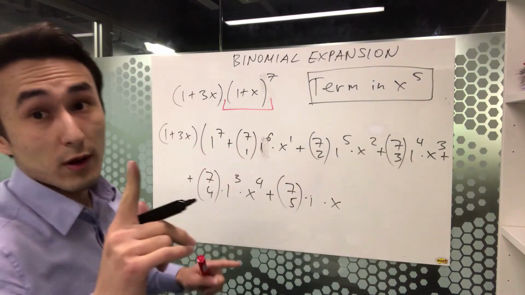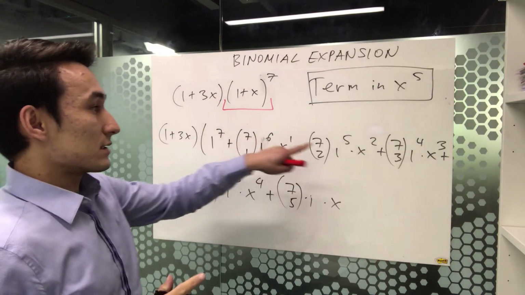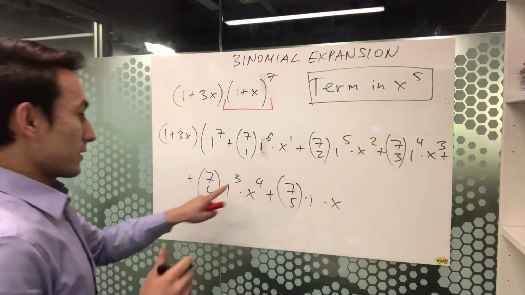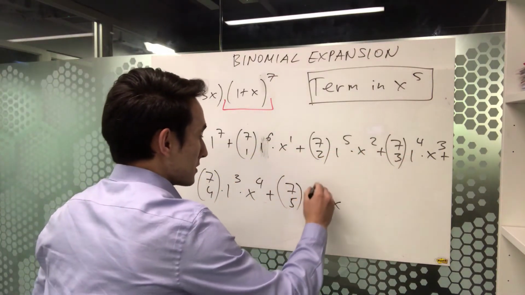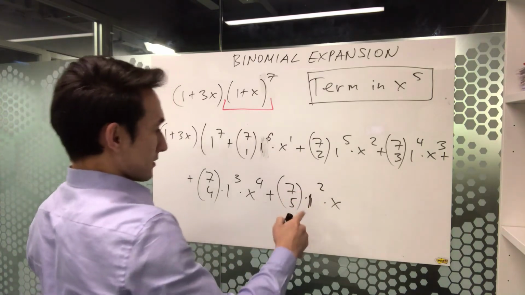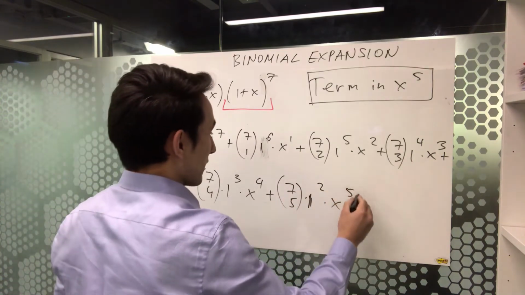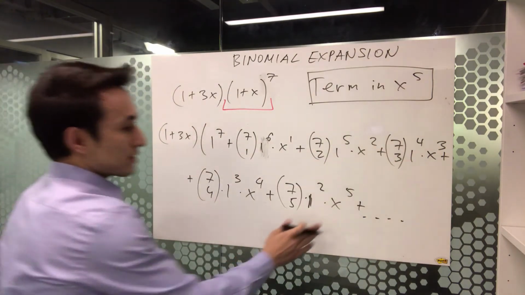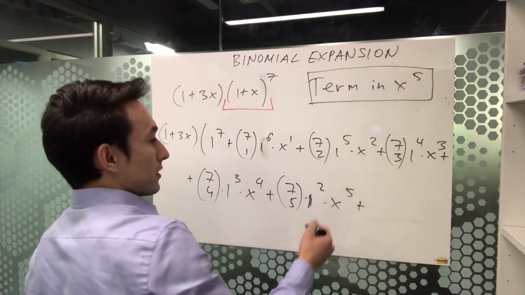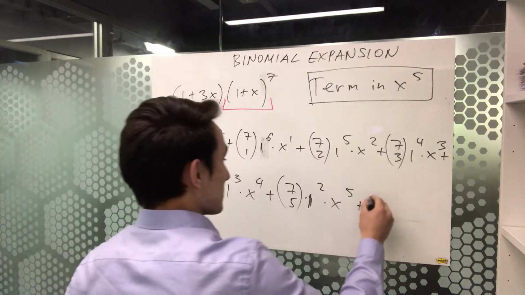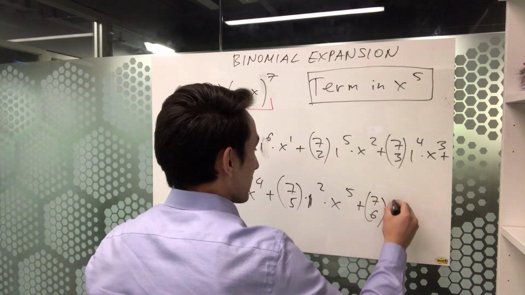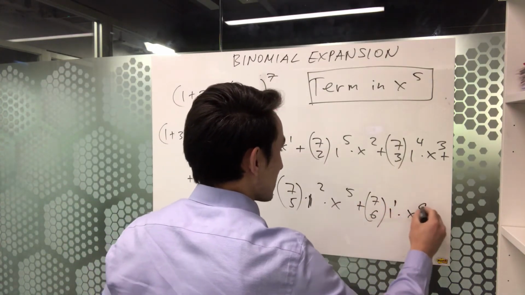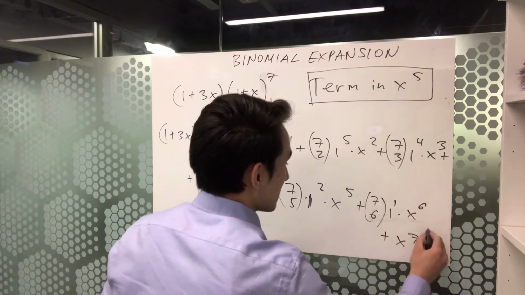So the power of 1 goes from 7 to 6 to 5 to 4 to 3, and then it should be 2 here. My bad, 2 and then x, the power is 5, and then plus so on. There are a few more terms, but actually let me expand fully. There are only 2 more terms left: 7, 6, 1, 12, 1 times x⁶, and then finally plus x⁷.